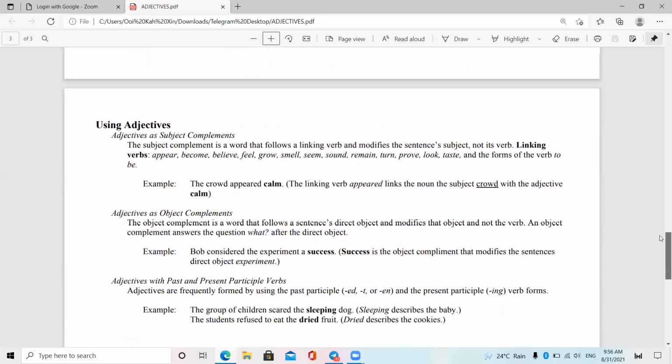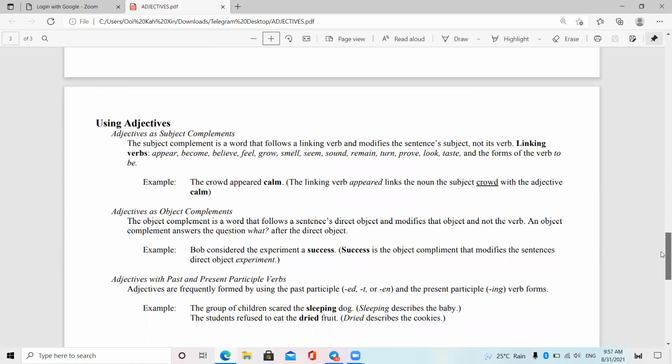Using adjectives as subject complements. A subject complement is a word that follows a linking verb and modifies the subject of the sentence. Linking verbs include appear, become, believe, feel, go, smell, sound, remain, prove, look, taste, and forms of the verb to be. Example: the crowd appears calm. The linking verb appears links the subject crowd with the adjective calm.